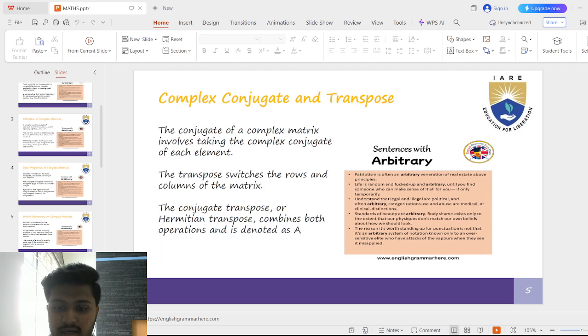Complex conjugate and transpose. The conjugate of a complex matrix means changing the sign of the imaginary part of each element. The transpose means flipping the matrix so rows become columns. The conjugate transpose, also called the Hermitian transpose, does both. It takes the conjugate and then transposes the matrix. It is written as A^H or A star.